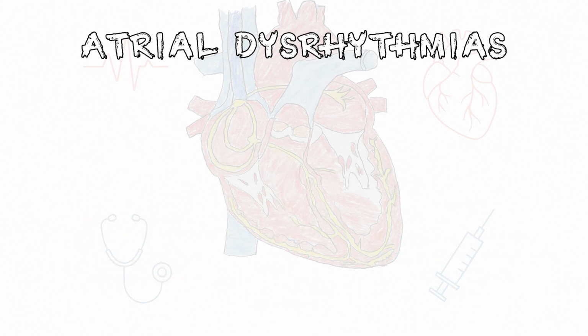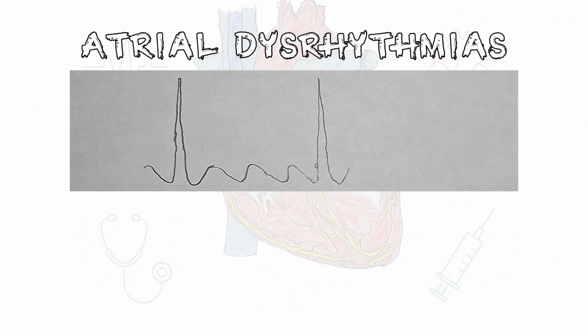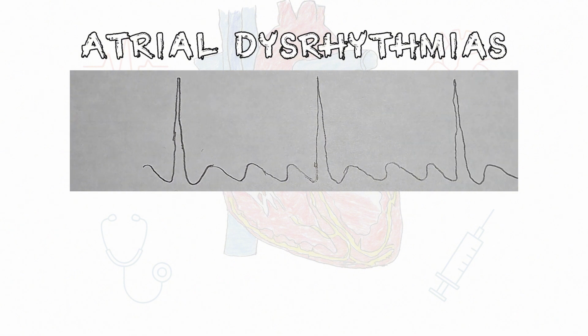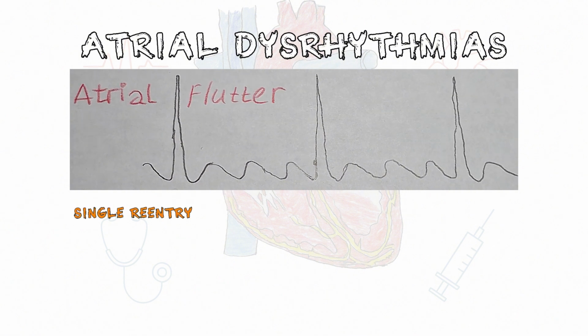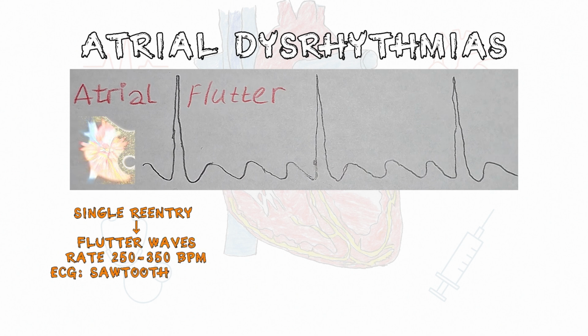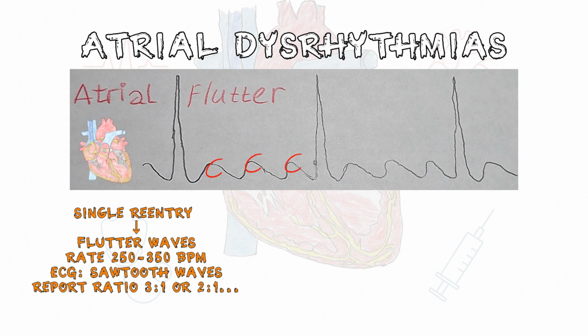The next is atrial flutter. This is a single organized reentry circuit in the atrium, producing identical flutter waves. The atrial rate is extremely fast, about 250 to 350 beats per minute. The ECG shows classic sawtooth waves, and you must report the flutter to QRS ratio. It may be regular or irregular depending on the AV conduction pattern.